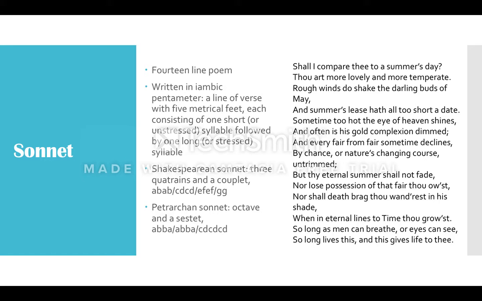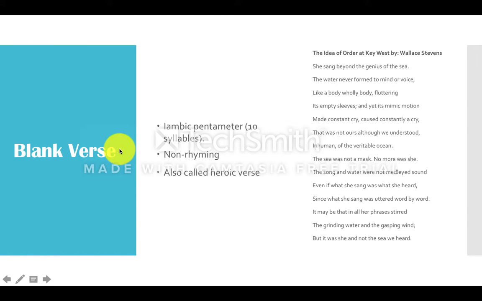The next type of poetry is blank verse. Blank verse, sometimes referred to as heroic verse, is also written in iambic pentameter with 10 syllables. However, it's non-rhyming. An example of this is Wallace Stevens' The Idea of Order at Key West.